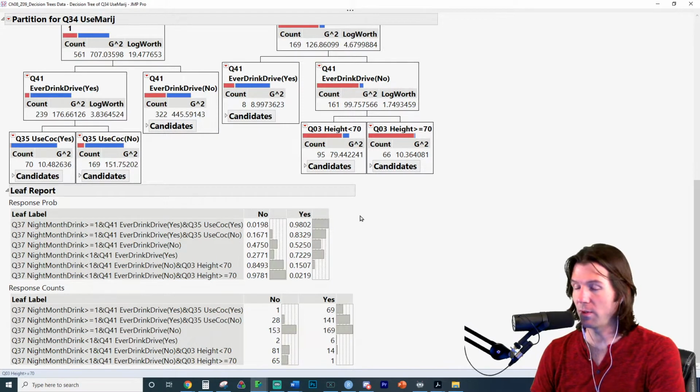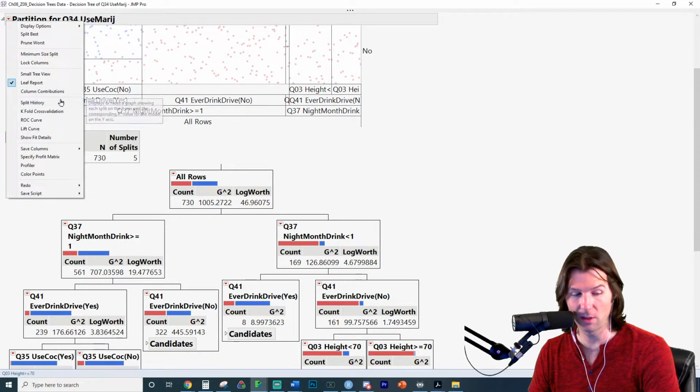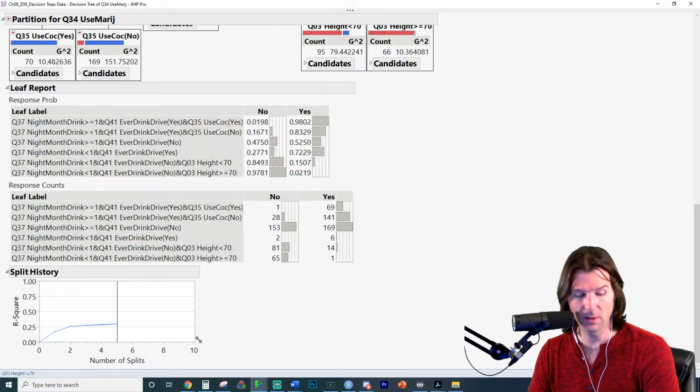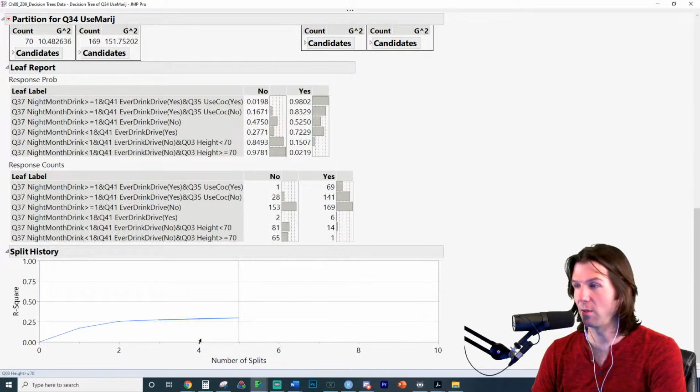So that's a really good review of decision trees. We have the split history, which shows the increase of R squared. And if you notice, the R squared is kind of leveling off. So if you look at what's happening right here, we'd probably only go to about 2 splits. It goes up and it levels off at about 25%. We're not seeing much of an increase.